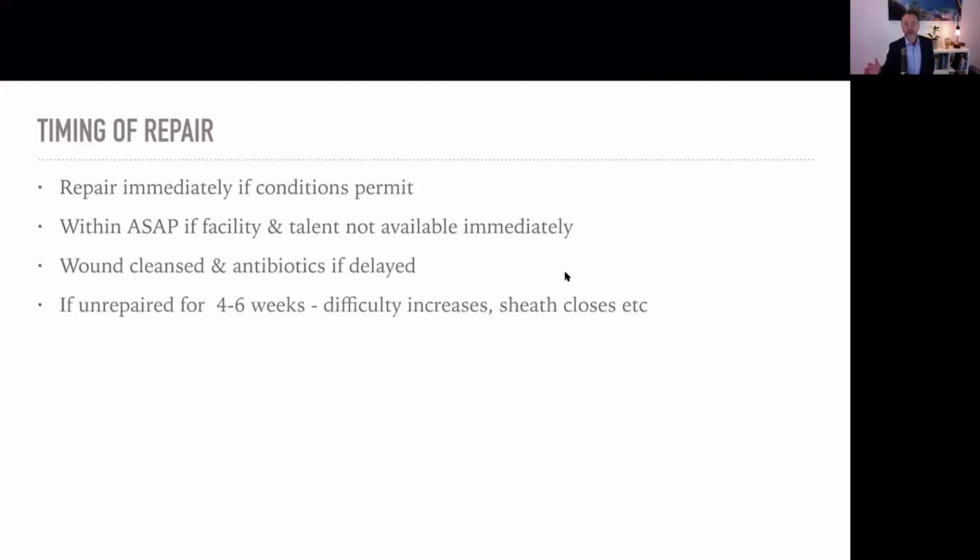If you leave it too long, everything gets harder. You develop contractures, the sheath becomes stenotic, you can't pass your tendon back up there anymore. It's a real problem, particularly if the tendon's retracted and the musculotendinous unit has shortened. So getting these done quickly promotes a better result.